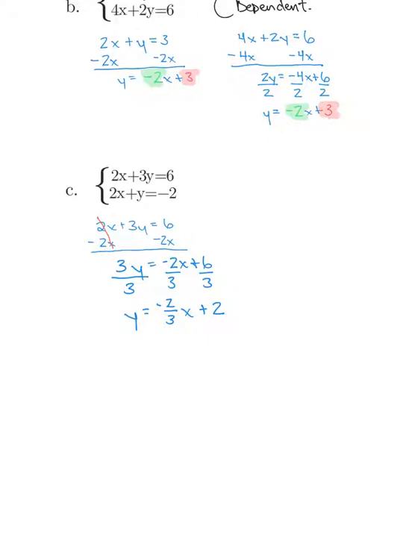For our second equation, we want to do the same thing. So we have 2x plus y equals -2. In order to solve for y, I want to subtract 2x from both sides. And we get y equals -2x minus 2. And we're done for that one.